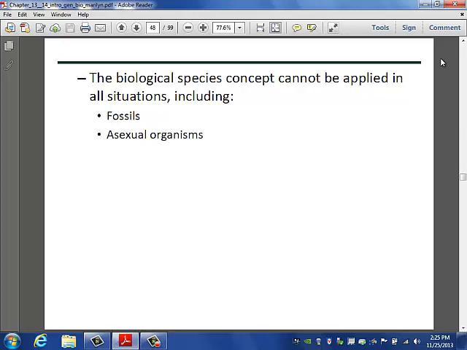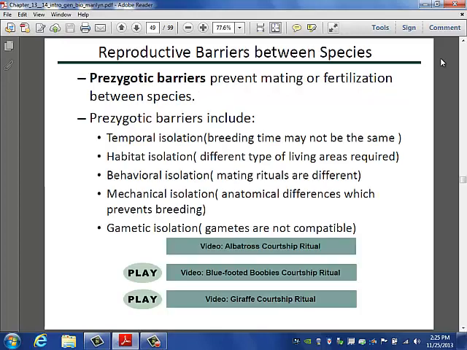So the biological species concept cannot be applied in all situations. Well, we don't know what the fossils did. We just know we have fossils. We know what they look like. We're not sure how they reproduced or who they reproduced with. And then we also have organisms that don't need a mate to reproduce. So those organisms are called what? Asexual organisms. And how do we tell that from the fossil record? It would be difficult. Just because I don't necessarily have a male or female of a certain type doesn't mean that one didn't exist. It might be missing in the record.